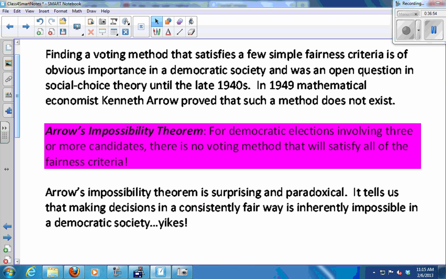His result is called Arrow's Impossibility Theorem, and it says for democratic elections that have 3 or more candidates, there is no voting method that will satisfy all fairness criteria. It's surprising, a little paradoxical. It tells us that making decisions in a consistently fair way is inherently impossible in a democratic society. Which is a little bit scary, right? Because that's how we do everything.